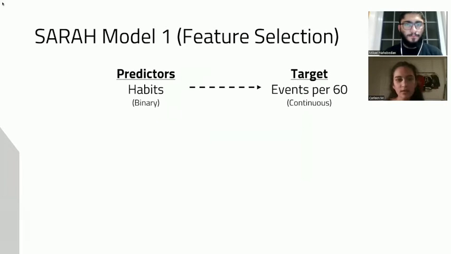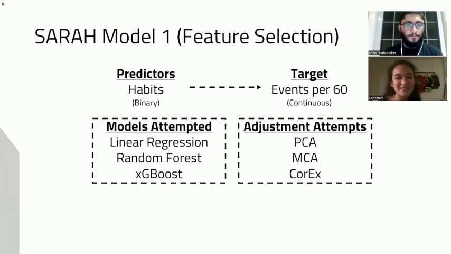So taking the habits and the events, we can now link them, or we can try to link them under the SARA Model 1 feature selection framework. To go into this further, what we're trying to do here is take the habits, which are binary variables, and predict the continuous data, which is the events per 60. We decided to try out some linear regression, random forest, and XGBoost models just to play around with this model framework first. And I kind of just fell on my face trying to work with this data.